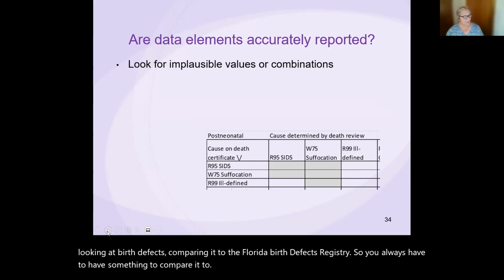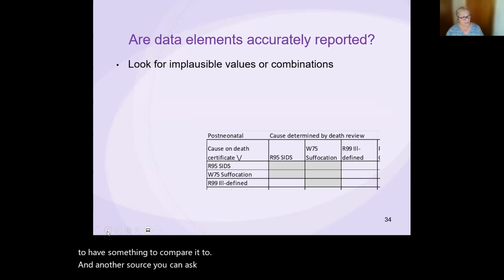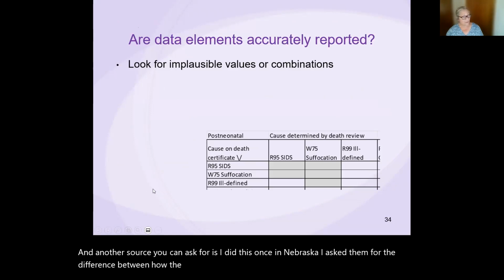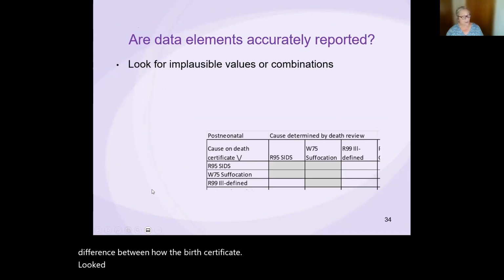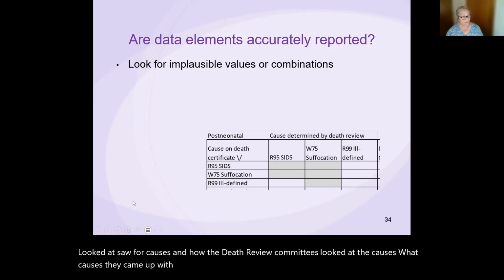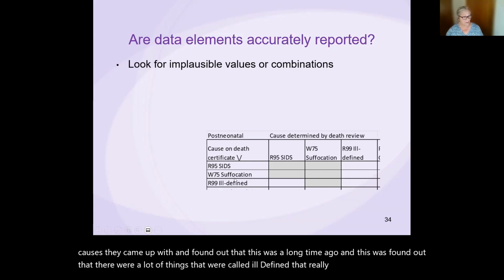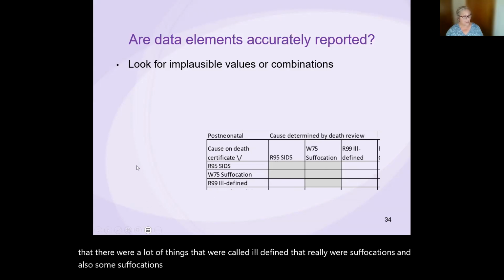Another source you can ask for is something I did once in Nebraska. I asked them for the difference between how the birth certificate showed causes and how the death review committees looked at the causes and what causes they came up with. This was a long time ago. We found out that there were a lot of things called ill-defined that really were suffocations, and also some suffocations that really were SIDS. And that has since been figured out; the CDC figured that out too. That's common to have happen.